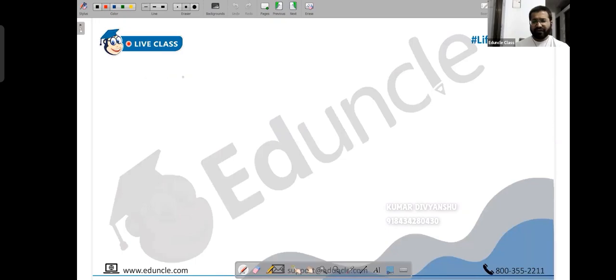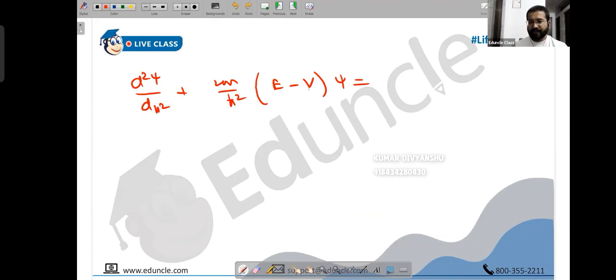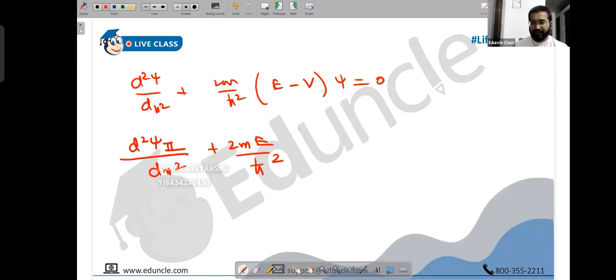Let's solve this. We already know the answer of this, but still. So d square psi upon dx square plus 2m upon h bar squared into (E minus V) psi is 0. But the thing is, V is 0, and psi is psi 2 this time. So you have d square psi 2 upon dx square plus 2mE upon h bar squared psi 2. So we can write k2 square as 2mE upon h bar squared.